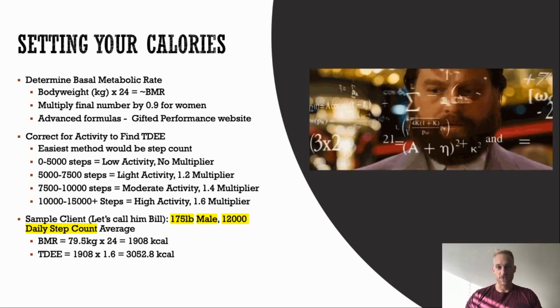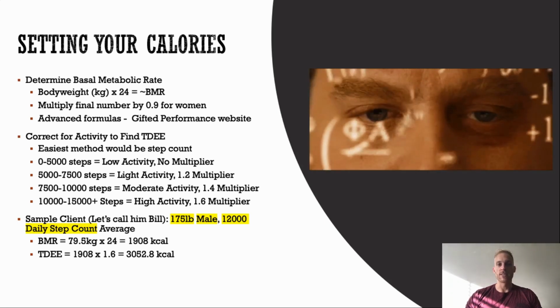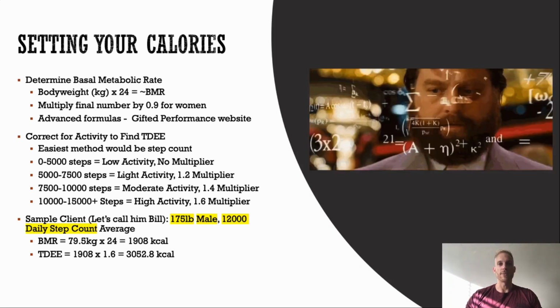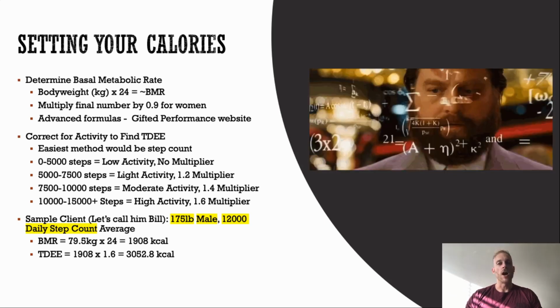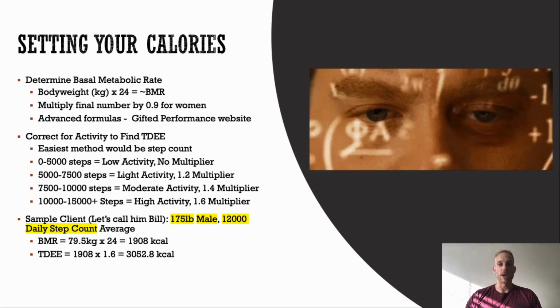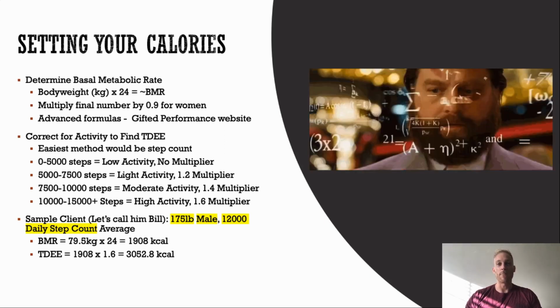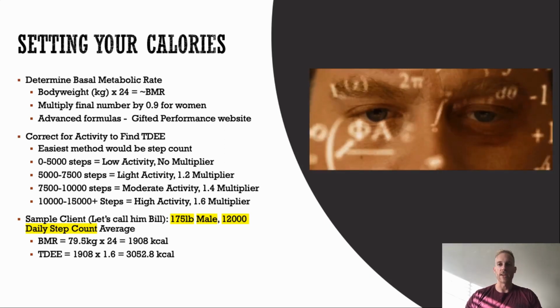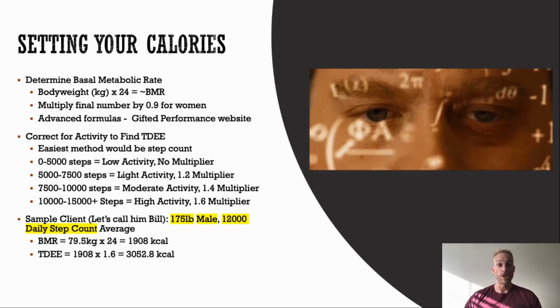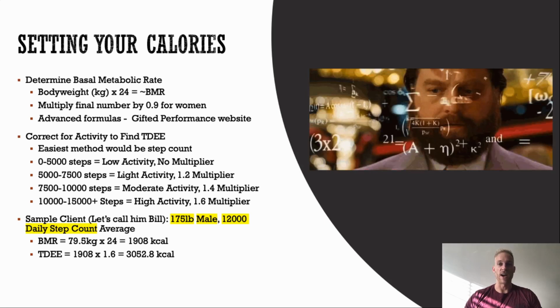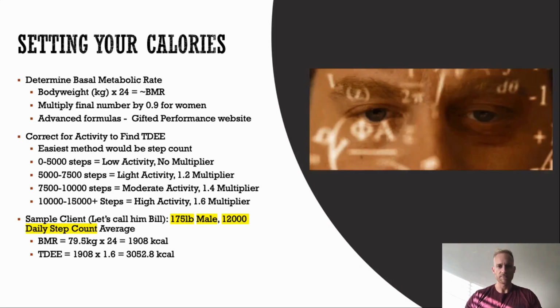For your advanced formulas, those are going to be the ones that are used on the Gifted Performance website. So what I had to do when I designed those formulas is dig through a lot of research using the metabolic cart, using the metabolic room, and incorporating body composition as well to figure out those formulas. So those are the ones that I use. But for you, if you're not looking to do advanced math, this is perfectly fine. And then you can trial and error it from here.